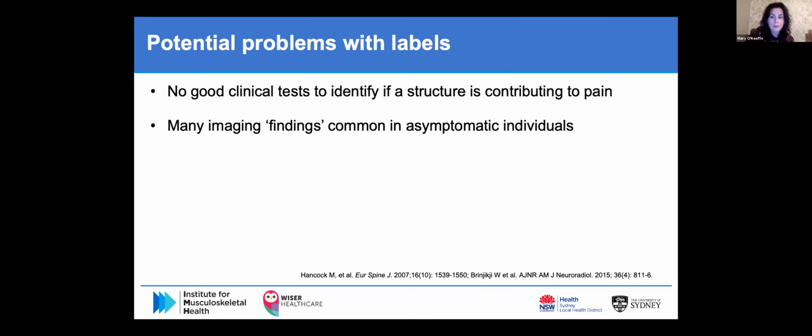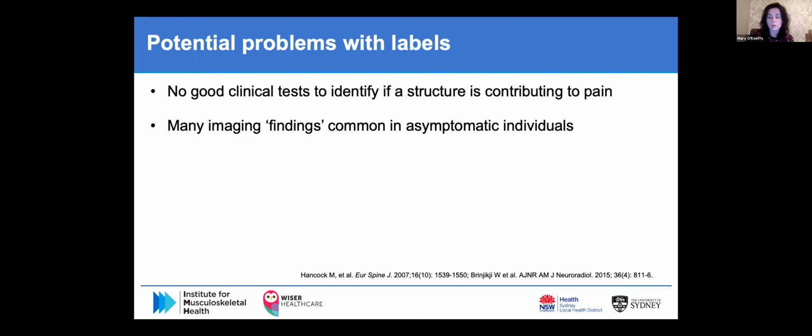So if you scan anyone really from the ages of 25 all the way up to 90, they're going to have lots of stuff on their scans, lots of disc bulges, arthritis, facet joint degeneration as they age. But that doesn't necessarily say that it's causing their pain or if indeed that they will develop pain at all.